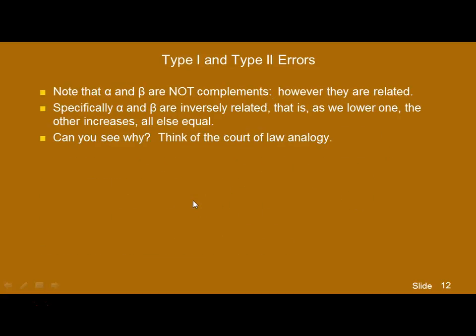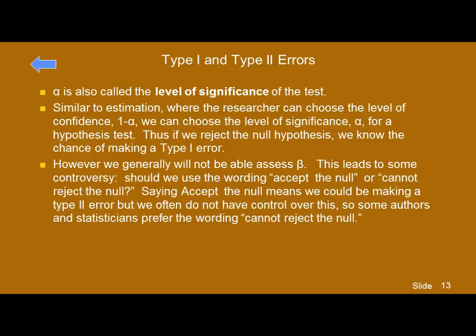So keep that in mind. We may come back to that later in hypothesis testing, that alpha and beta are inversely related. So we have a trade-off again. We can lower alpha, but that leads to a higher beta. Alpha gets another name. It's called the level of significance of your hypothesis test.